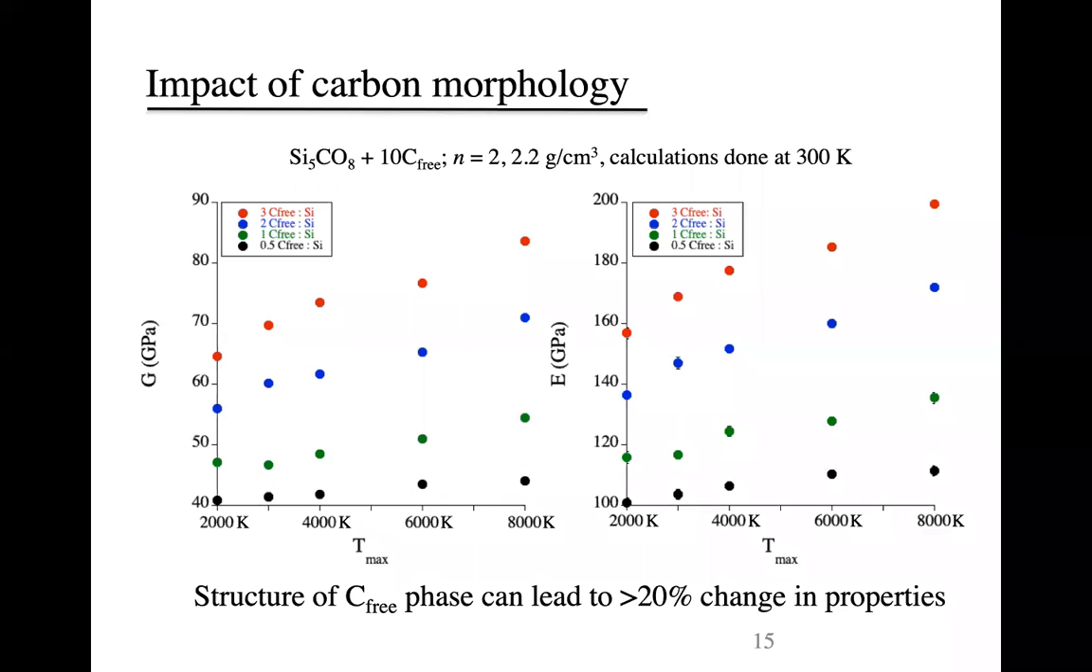Essentially, models with lower free carbon content do not see as much of an increase, but models with higher free carbon content do see a much larger increase. These increases can be up to 20% of a change in properties. Thus, there really should not be an ideal rule of mixture, in this case, to describe elastic properties, as the structure of the carbon phase is very important and not just the volume fraction of the carbon phase.